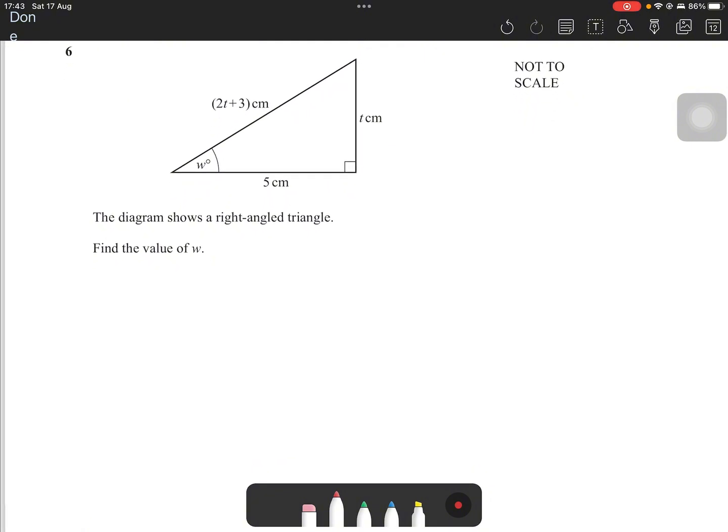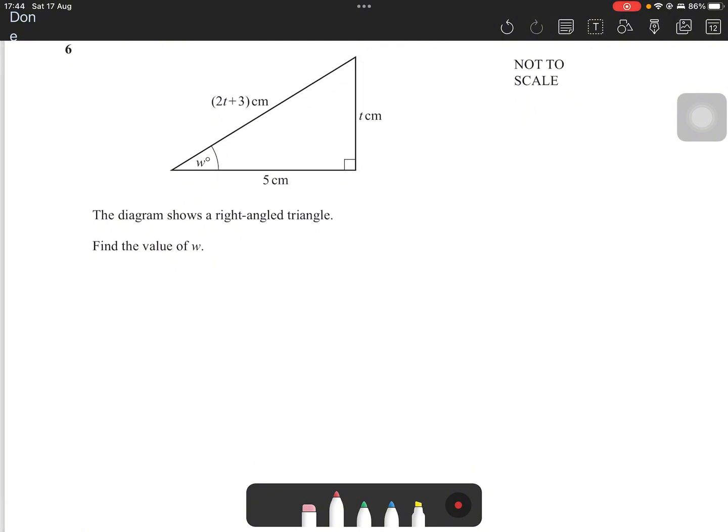Question 6. The diagram shows a right-angled triangle. Find the value of W. First of all, this is a right-angled triangle, so we can apply the Pythagoras theorem. The Pythagoras theorem says that t squared plus 5 squared equals (2t plus 3) squared.